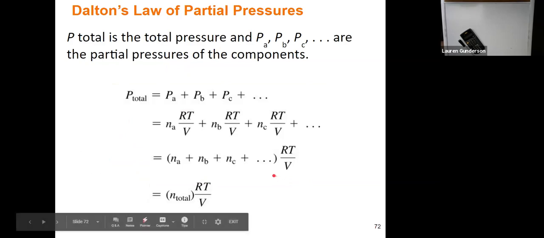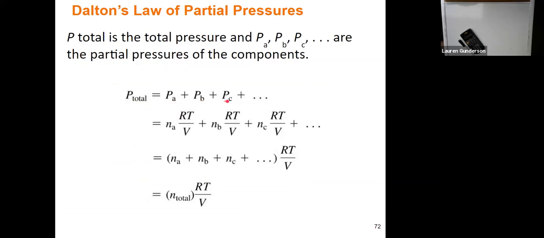Another thing I can do is understanding that my total pressure is pressure A plus pressure B plus pressure C, and that relationship is equivalent to n, which is moles of A, times RT over V, plus moles of B times RT over V, plus moles of C times RT over V. I can actually pull all of those moles out of my addition, kind of using algebra. My common term here is RT over V.